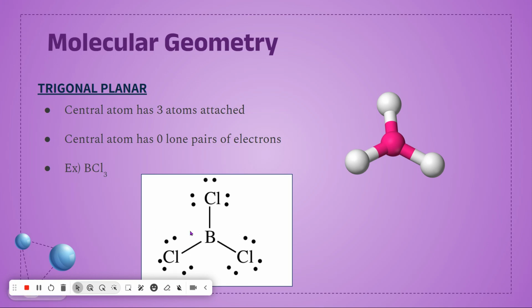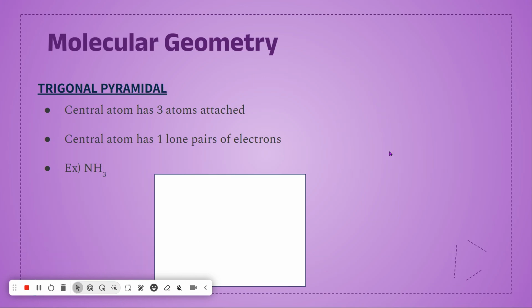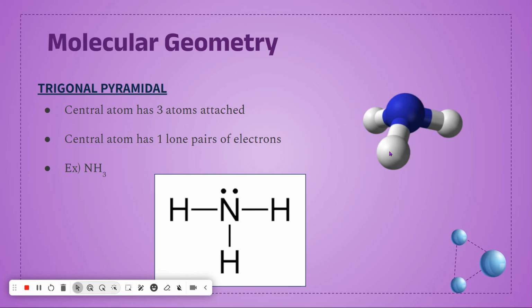Trigonal planar is a shape that is when we just have 3 atoms attached to our central atom. Okay, no lone pairs of electrons. And this turns out to be flat. It makes a flat molecule. And the atoms are spread as far as possible away from each other. All right, the second shape is very similar. Okay, it's called trigonal pyramidal.